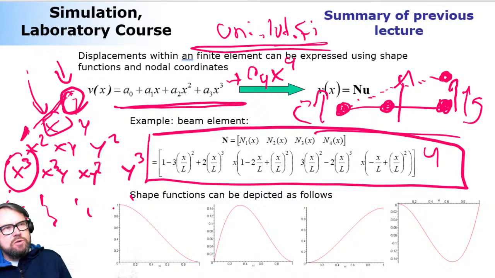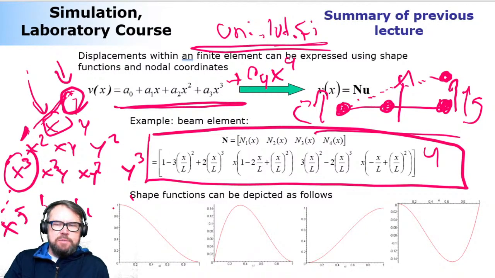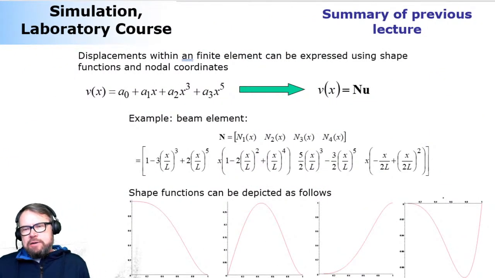Okay, sorry that I'm plugging the view again. So the x power 5 is the one that is here. Okay, here it is. So here's an example.